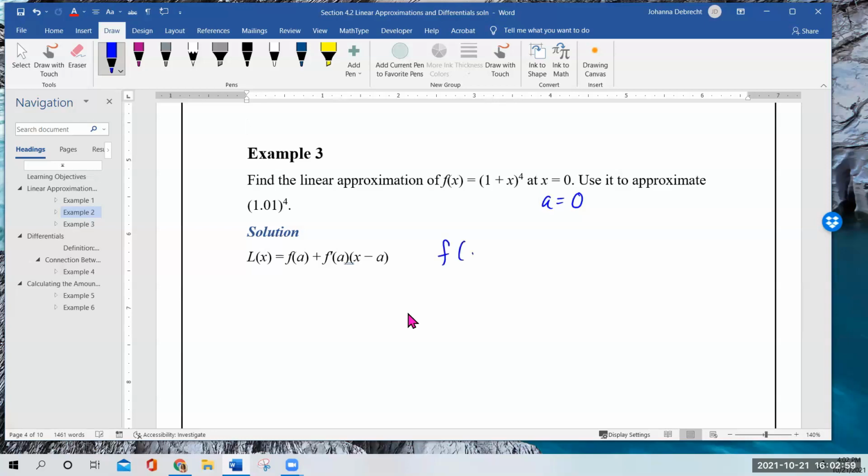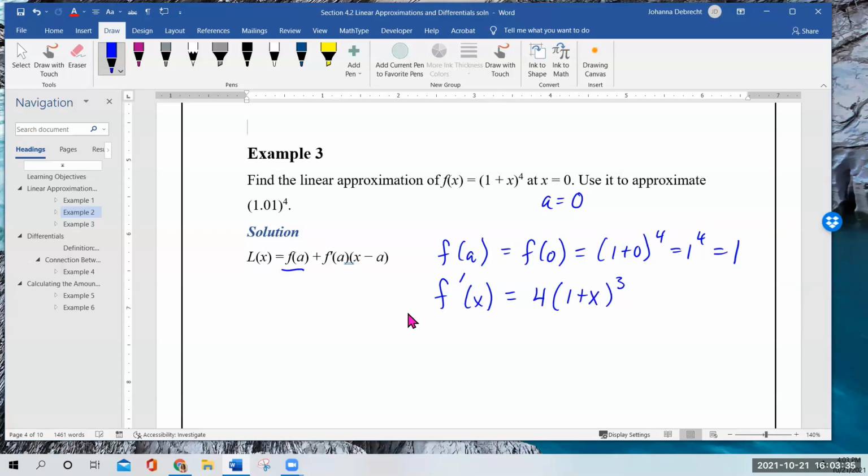Then we can find the value of f of a from the linear approximation function as f of 0, which is equal to 1 plus 0 raised to the 4, which is 1 to the 4th, which is 1. Then we find the derivative f prime of x, and we use it to find f prime of a, which is f prime of 0. Now we have f prime of x. We apply the chain rule up here, and this gives us 4 times 1 plus x to the 3rd power times the derivative of the inside function, which is 1.